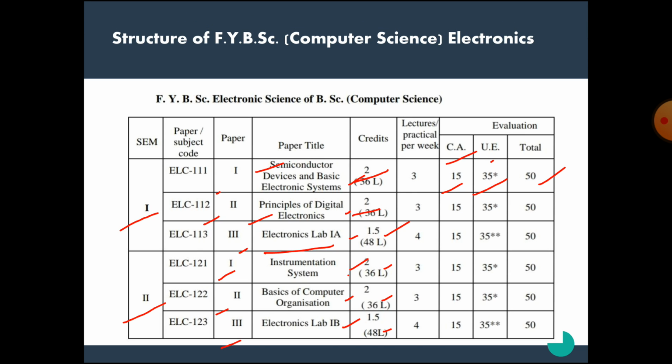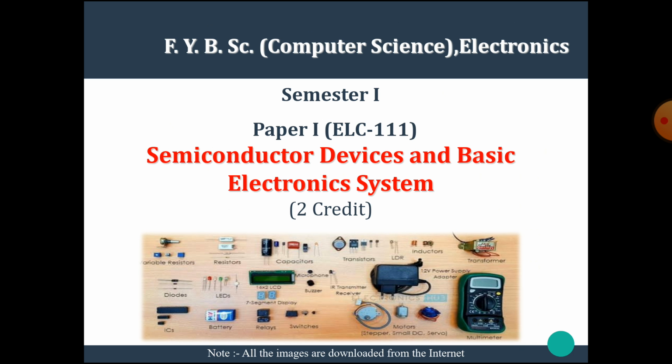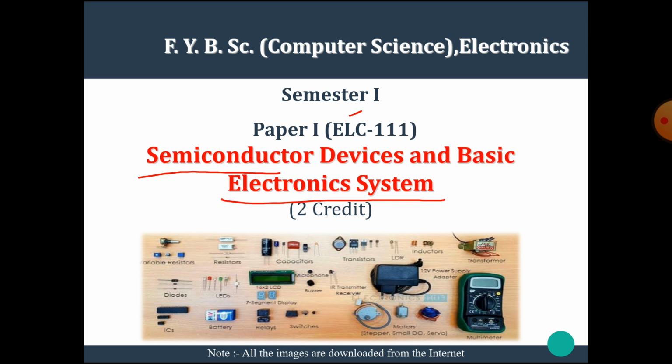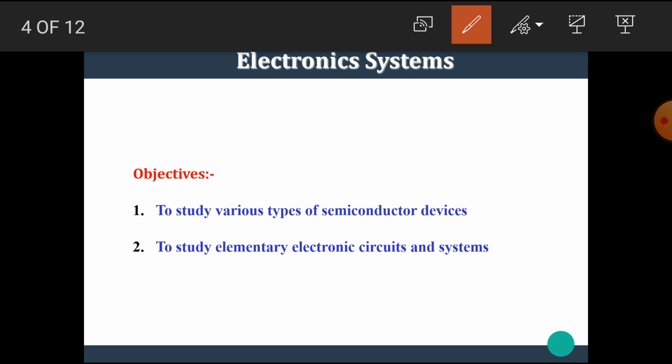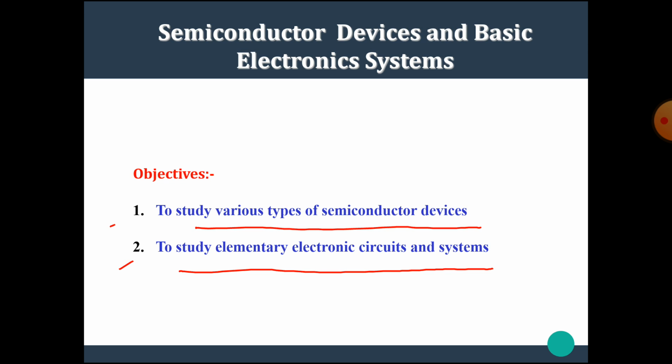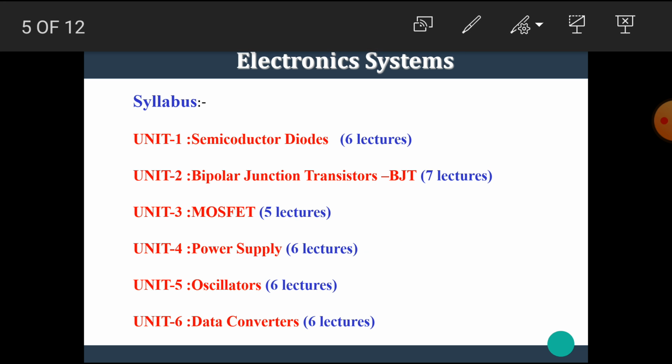Now let's see the paper first of semester first. The name of the paper first is Semiconductor Devices and Basic Electronic System. The objective of the subject is to study the various types of semiconductor devices, and second, to study the elementary electronic circuits and systems. The syllabus of the subject consists of a total of 6 units.